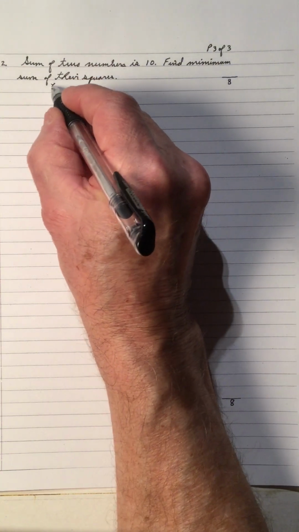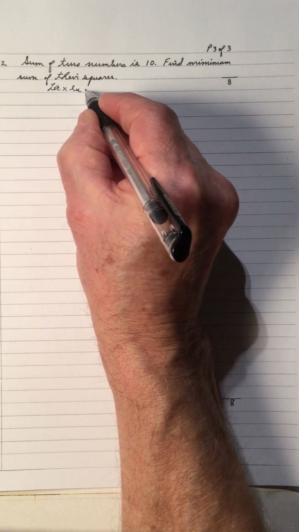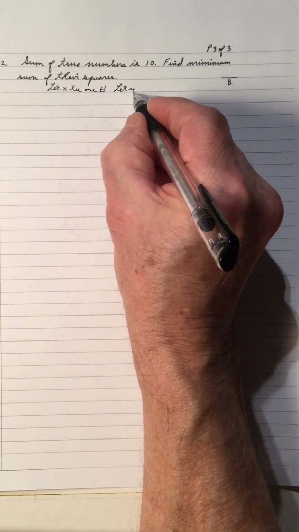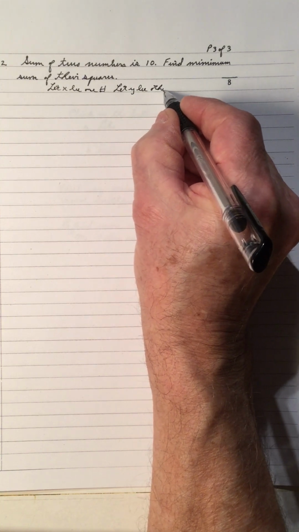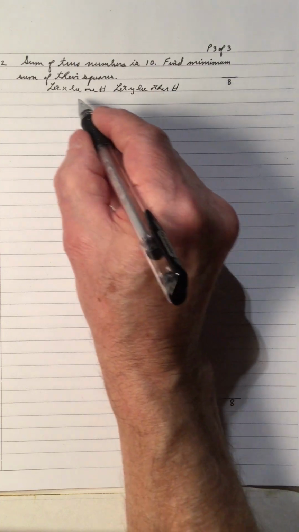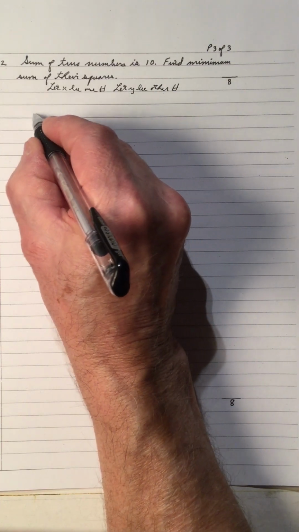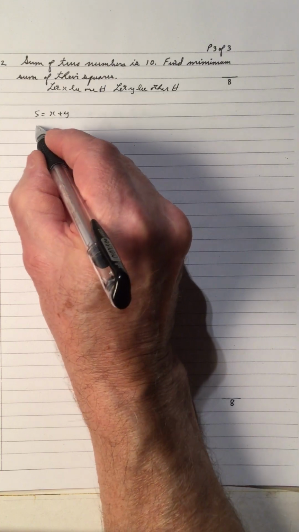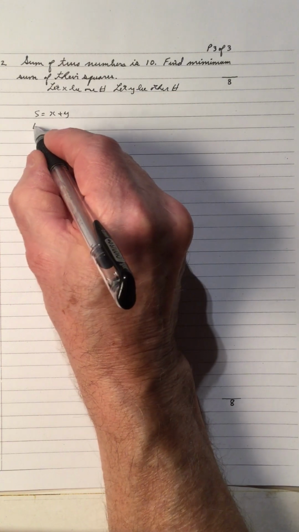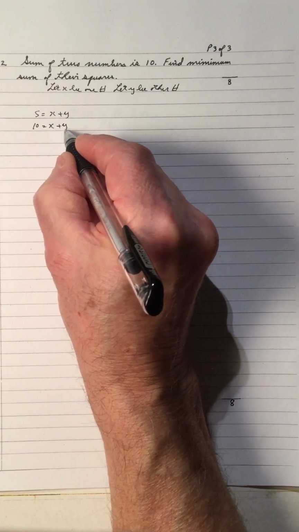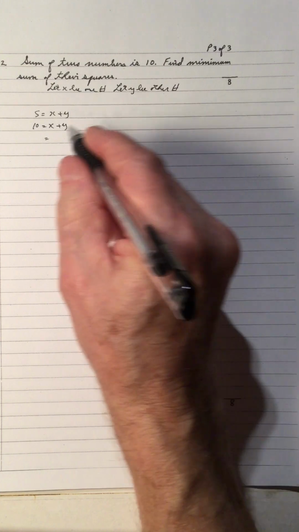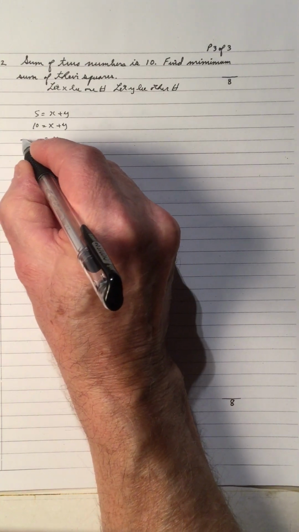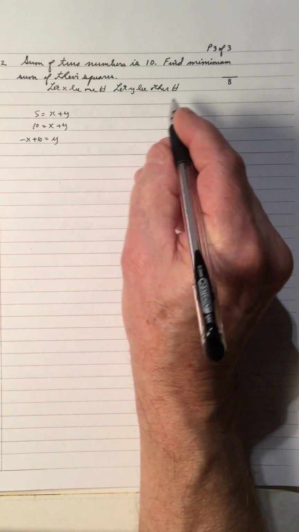So we have two numbers, so we'll let x be one number, and we'll let y be the other number. The sum of the numbers is x plus y. So that means the sum of the numbers is 10, so 10 equals x plus y. And like normal, we can solve this equation for y. So y equals negative x plus 10.